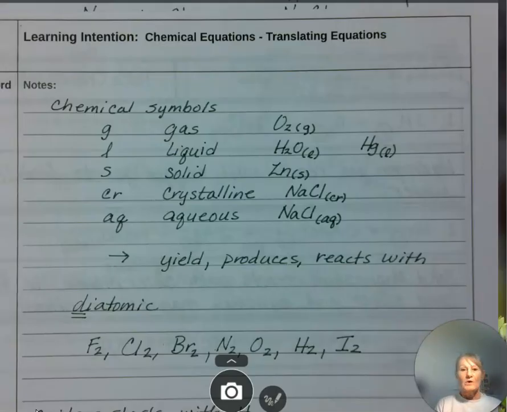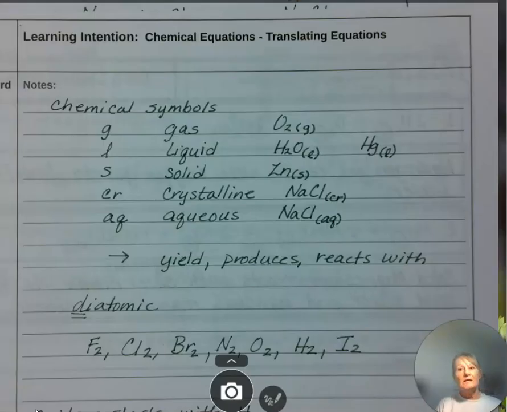Now, hopefully we were able to, in class, do a little bit of review of writing compounds out and so forth as a review. If we didn't, then I've probably given you something else to do as a review for that. But we're going to get started.